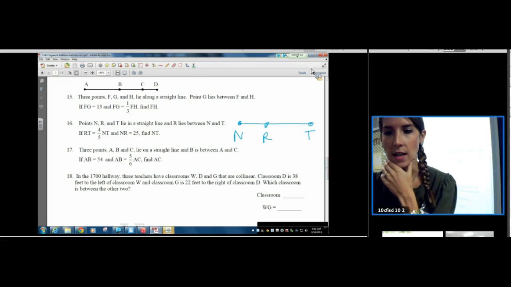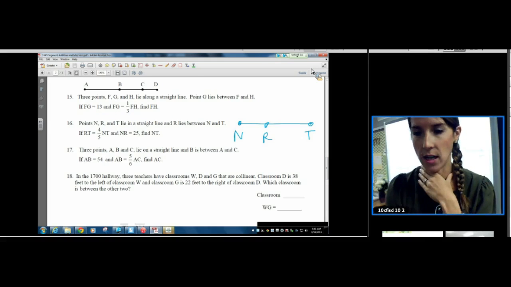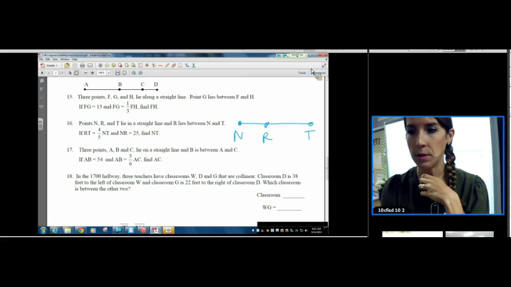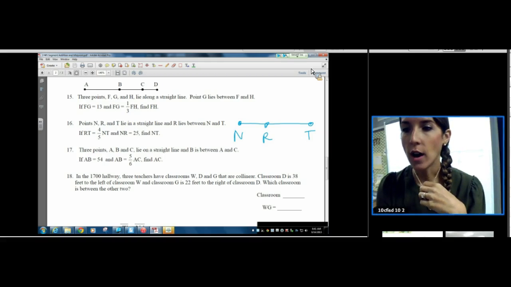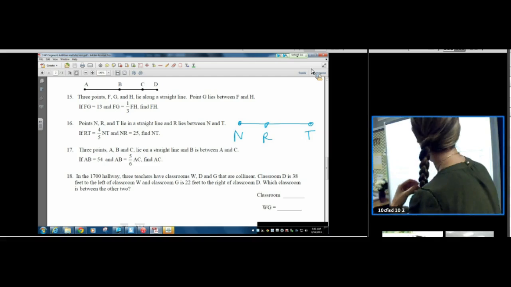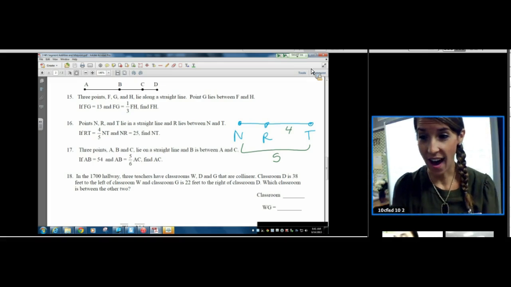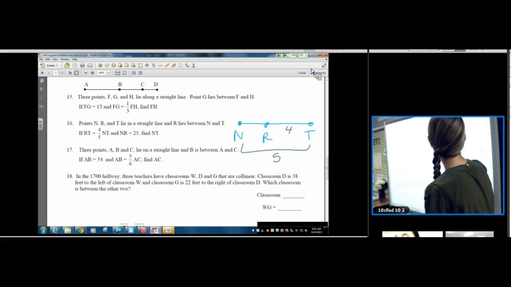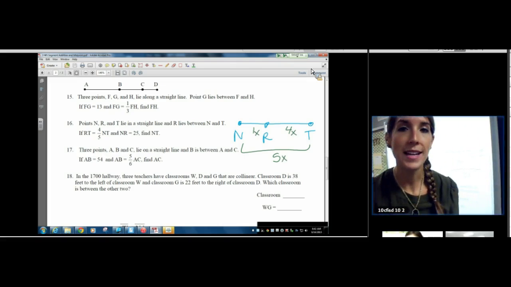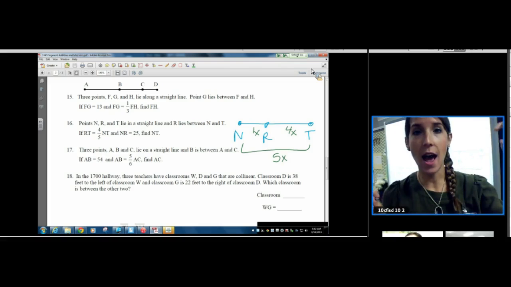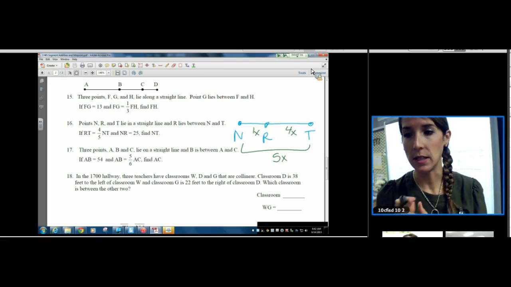All right, 16. N, R, and T lie in a straight line, and R lies between N and T. If RT is 4/5 of NT, so RT gets a 4 and NT gets a 5, 4/5. It's 4 out of 5. That means this is 1 out of 5 because part plus part equals whole. So when I see a fraction like that, I'm splitting it up and I'm assigning it to the segments.